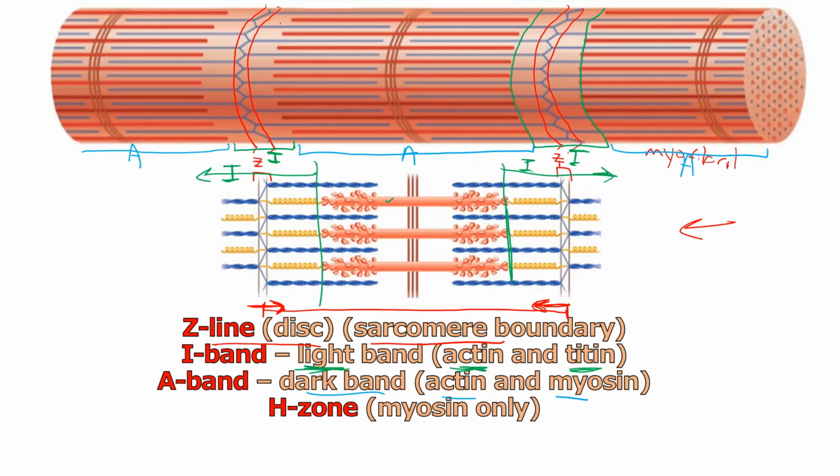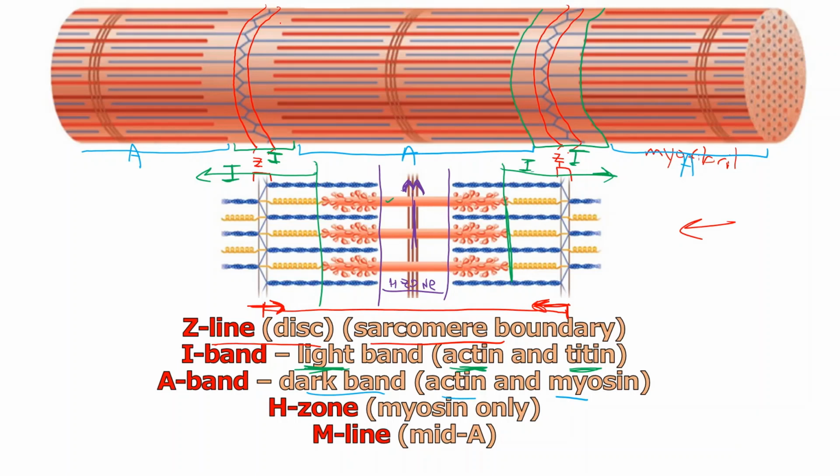Okay, now the H zone is not discussed too often, but it is the part where we only have myosin. So right in here, I'll call this the H zone. Again, it just usually talks about in textbooks that that's the place where there is myosin only. And then right in the center of that H zone is an M line where the myosin is attached to the rest of the structures. So here's the M line right here.